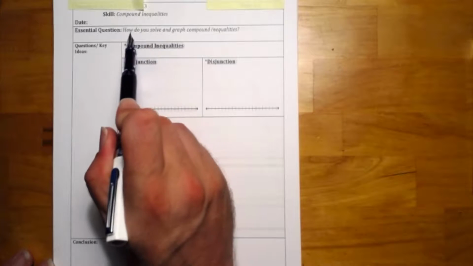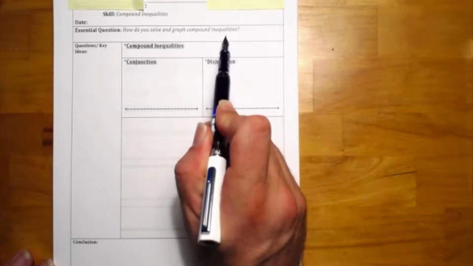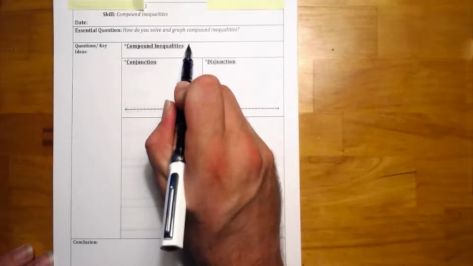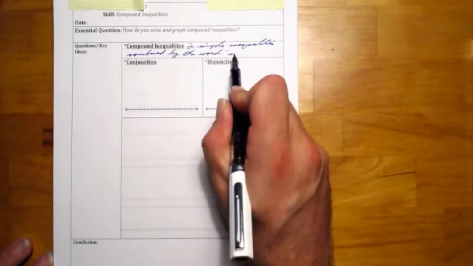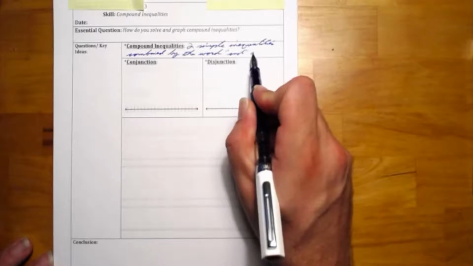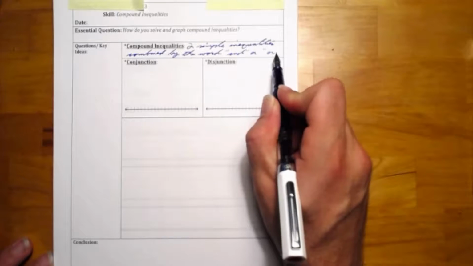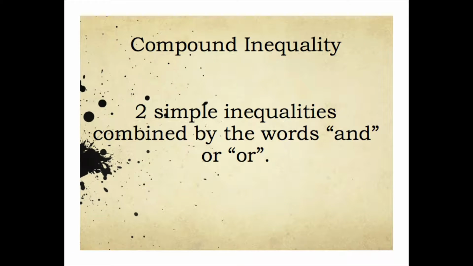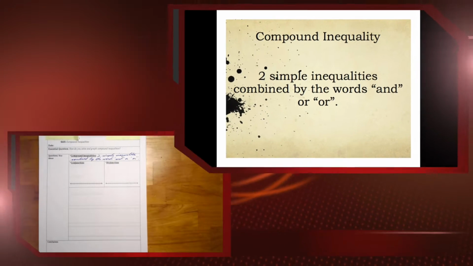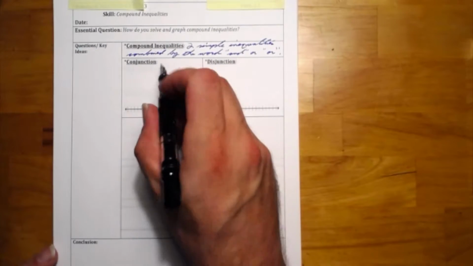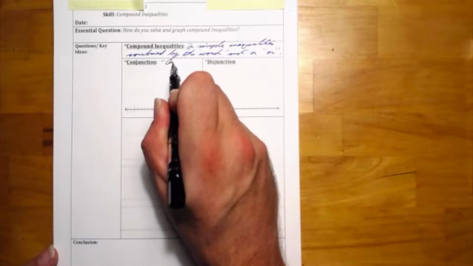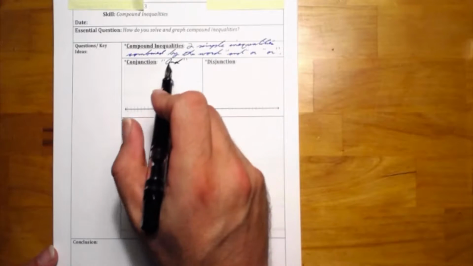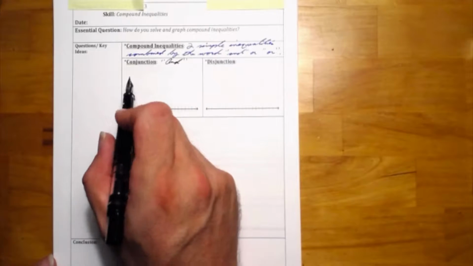In this lesson we're going to be looking at compound inequalities and how to solve and graph a compound inequality. First, a compound inequality is two simple inequalities combined by the word "and" or "or." "And" is a conjunction, also known as convergent. That is when the two inequalities will come together.